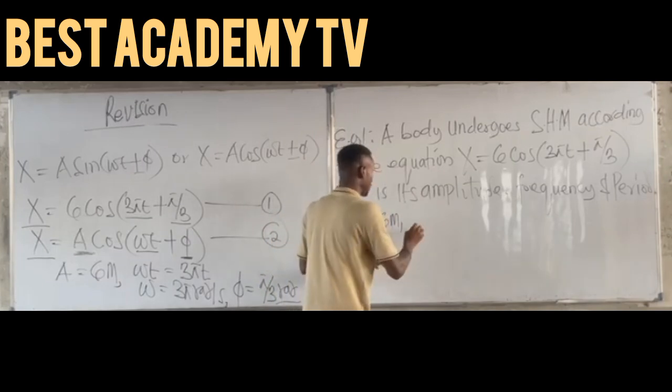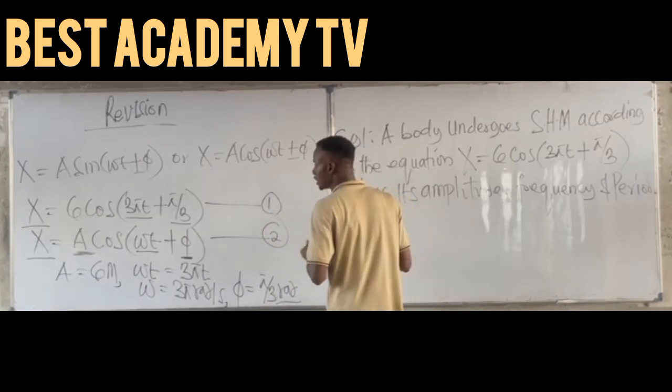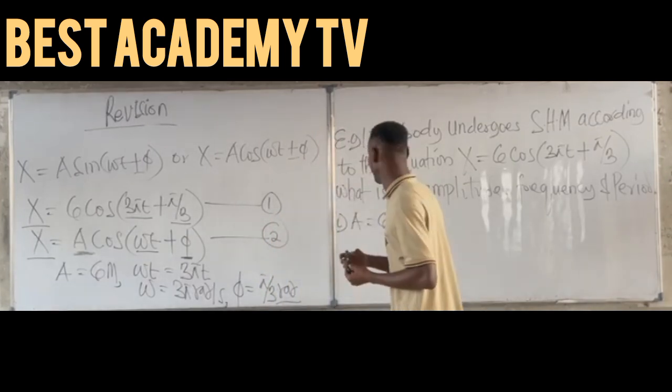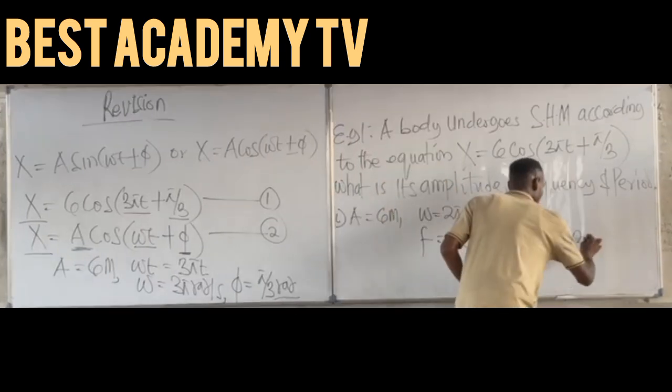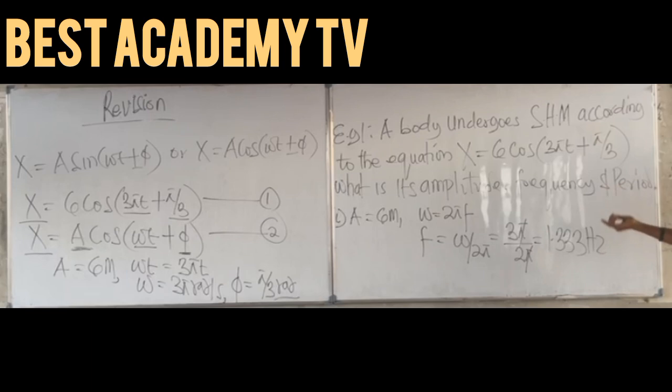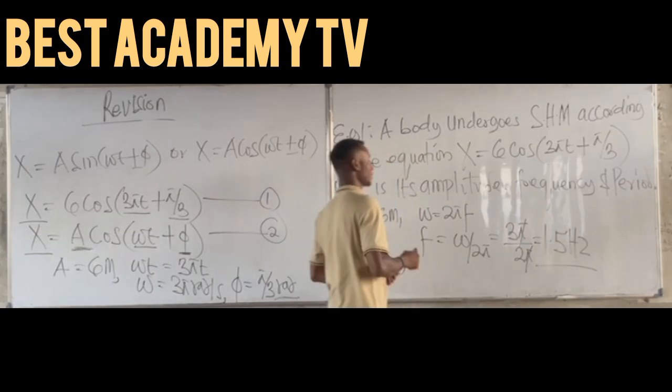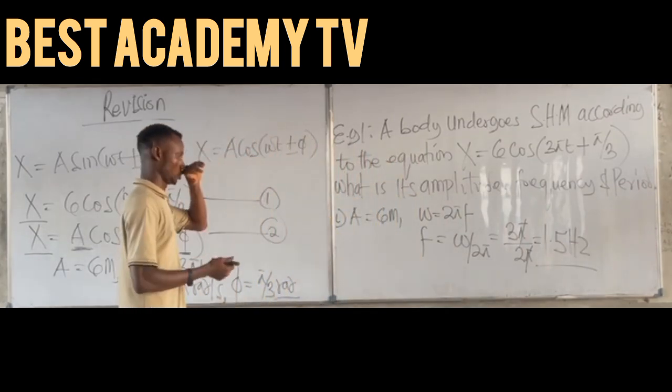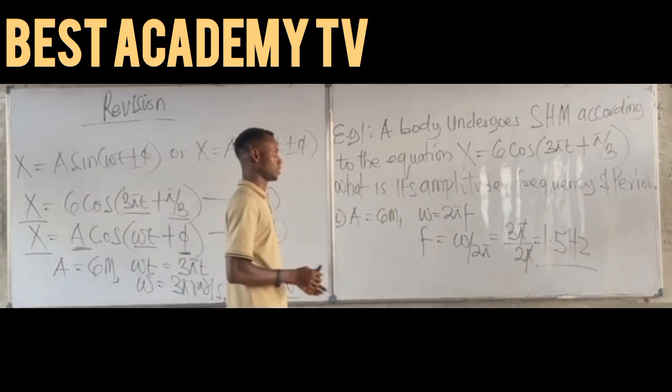The second one here is frequency. How can we get frequency if angular frequency is given? Now the relationship between them is f = ω/2π. Please take note. 3π divided by 2π is 3 divided by 2, which is 1.5 hertz.